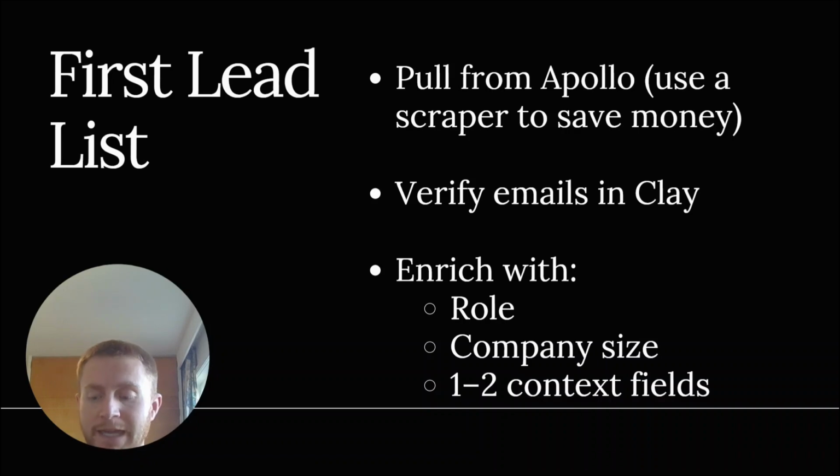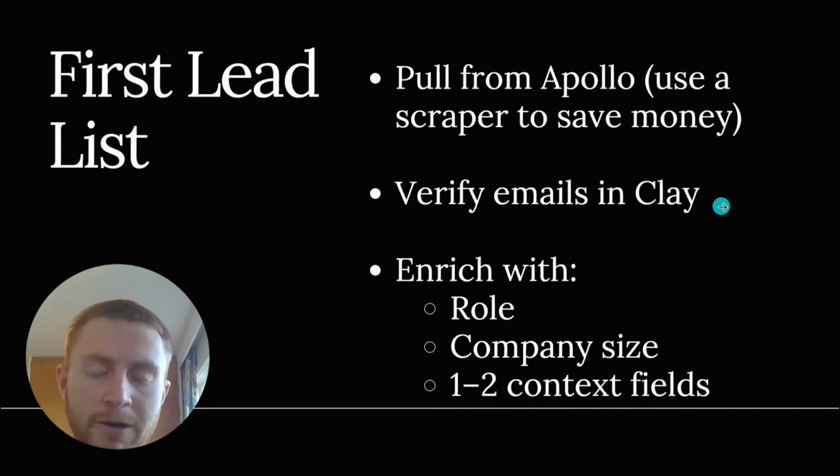Enriching is essentially taking these people, putting that information into Clay, and Clay is giving you back anything you want to know about that person, about that company, about that role. So I would enrich with the role, the company size, and then 1 to 2 context fields. These are things such as the university that person went to, or the job they used to have, or maybe their colleague name. So that when you're writing emails, you can drop in these nice personalization points where they think, oh, this person has put a bit of time into this email.